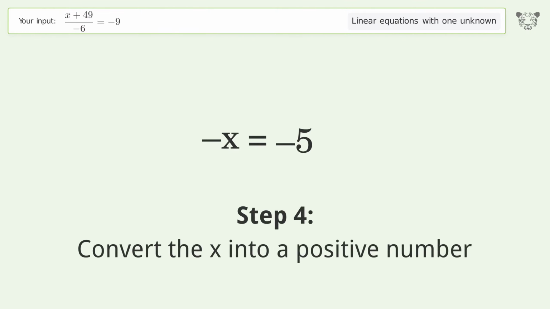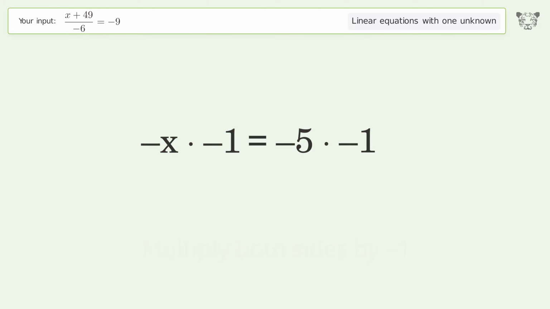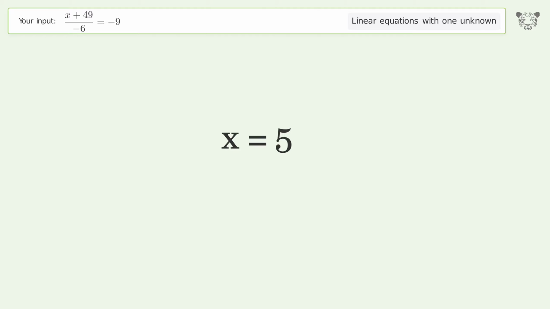Convert the x into a positive number. Multiply both sides by -1. Remove the ones. Simplify the arithmetic. And so the final result is x equals 5.